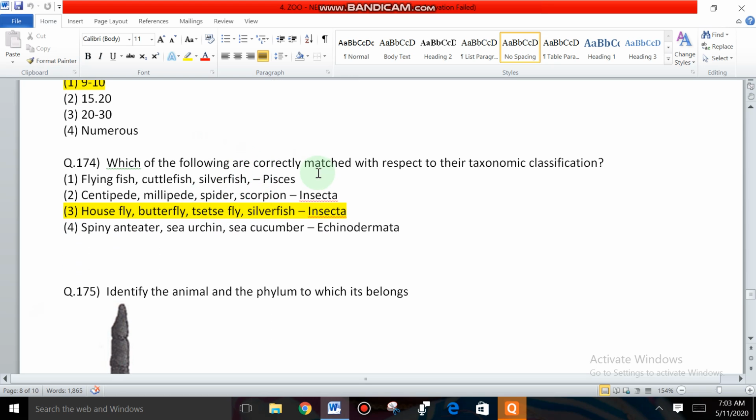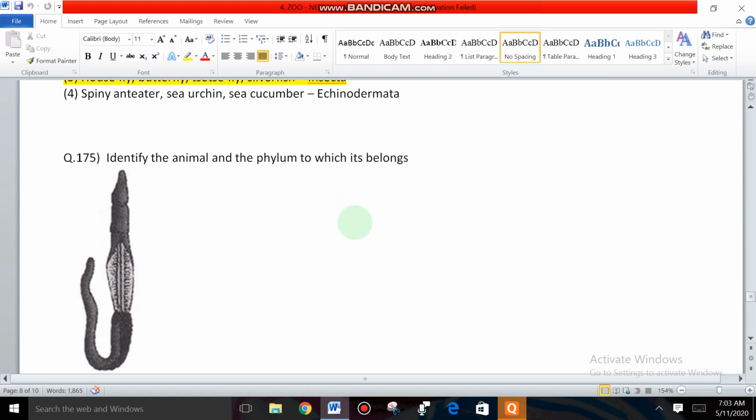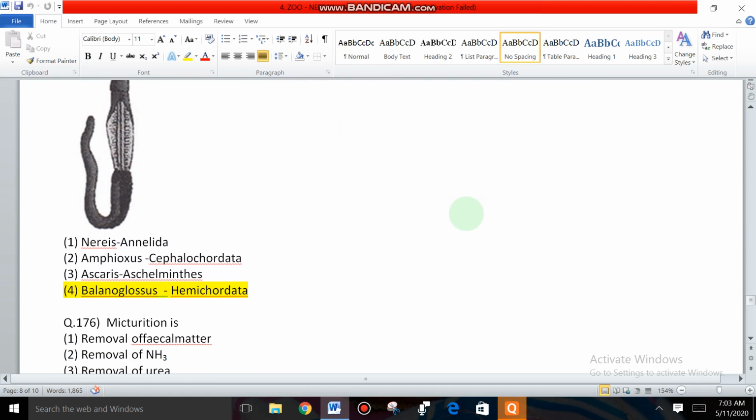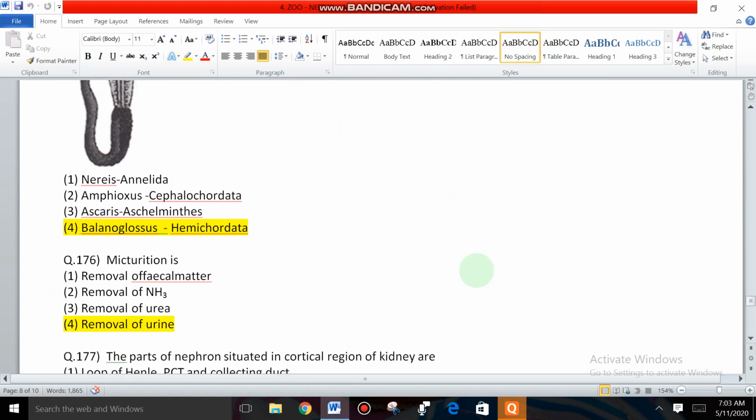Which of the following are correctly matched with respect to their taxonomic classification, right? Housefly, butterfly, tsetse fly, and silverfish. Those are all what? Those are all insects related to the arthropods. So the remaining are all not matched, right? Housefly, butterfly, tsetse fly, and silverfish, right? And identify the animal, easy. What is this? Balanoglossus. So Hemichordata, right?